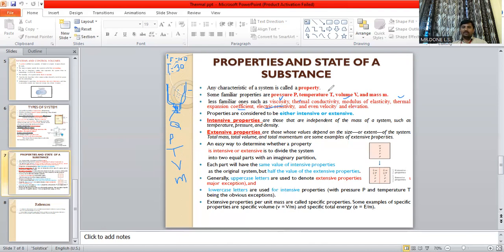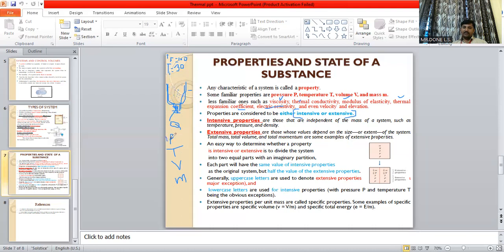These are temperature, pressure, volume and mass, the familiar ones, and these others are not that familiar in thermodynamics. So the properties are considered as different types. First, there are two basic types of properties: intensive property and extensive property. The intensive properties are those that are independent of the mass of the system, such as temperature, pressure, and density.